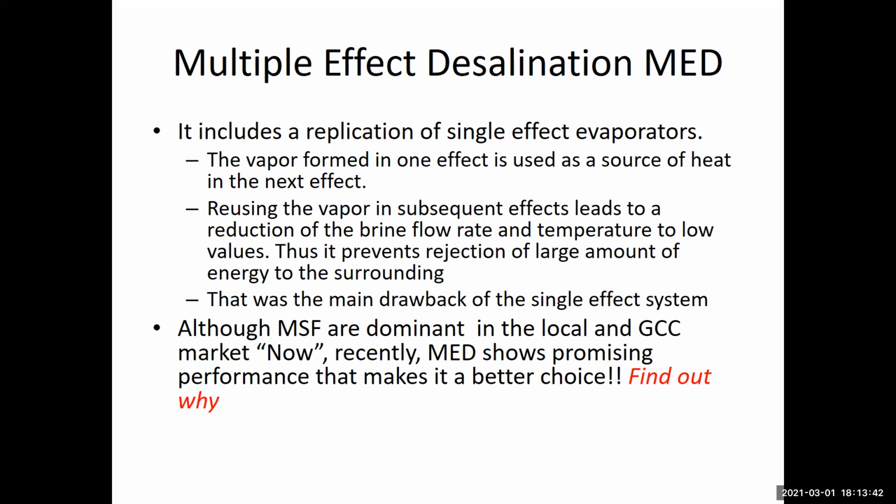So 25 degrees centigrade. If you have a delta T per effect of 3 degrees centigrade, then you have 8 effects. And this is typically the market now. You can find units always with 8 effects.